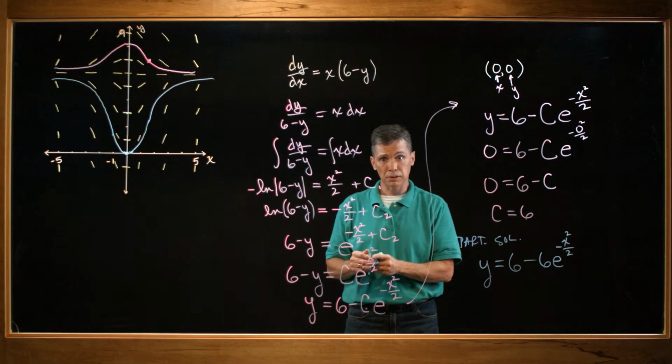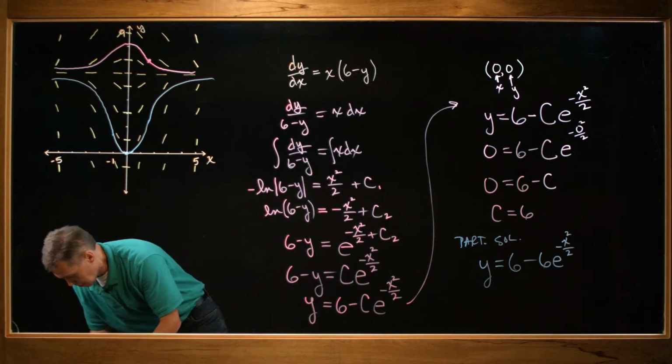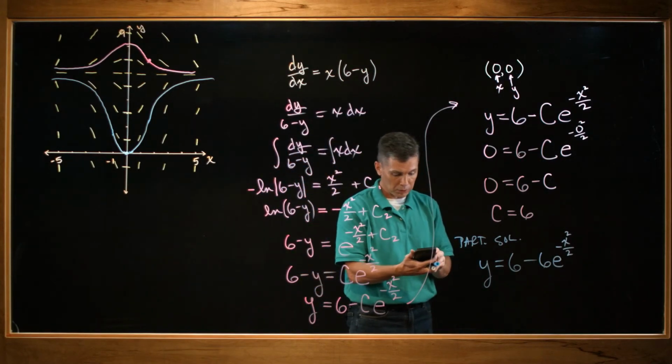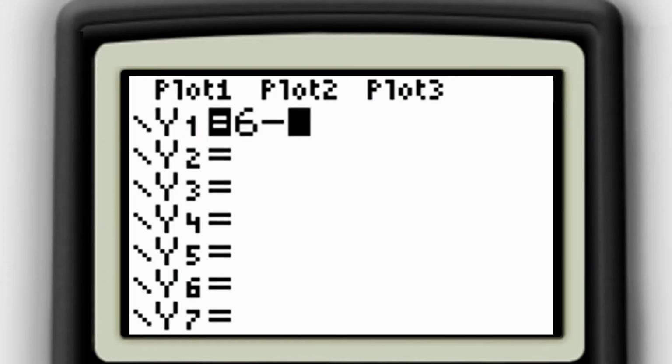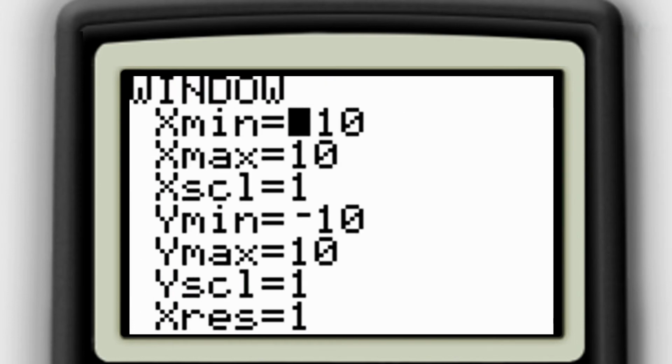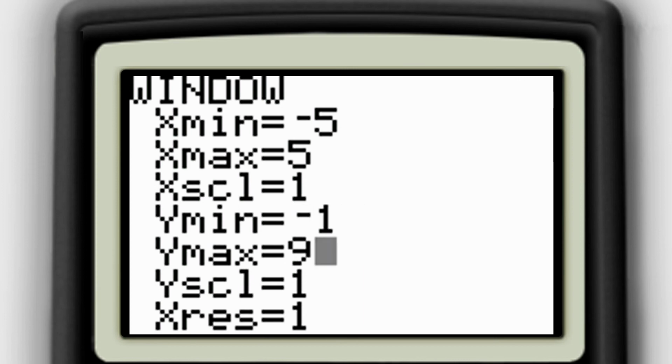Okay, so I'm going to grab my graphing utility and walk you through it. And so what I'm going to enter under y sub 1 is this function, 6 minus 6 times e raised to a negative x squared divided by 2. I'm going to go ahead and graph that, but I'll give you some advice on the window settings, especially if you want to match that slope field that we started with. I'm going to go to window, and as a min, I'm going to use -5 for x. Max for x, I'll use 5. Scale can be 1. The y min, I'm just going to go to a -1. Y max, I'm going to go to a 9, and I'll keep the scale at 1.